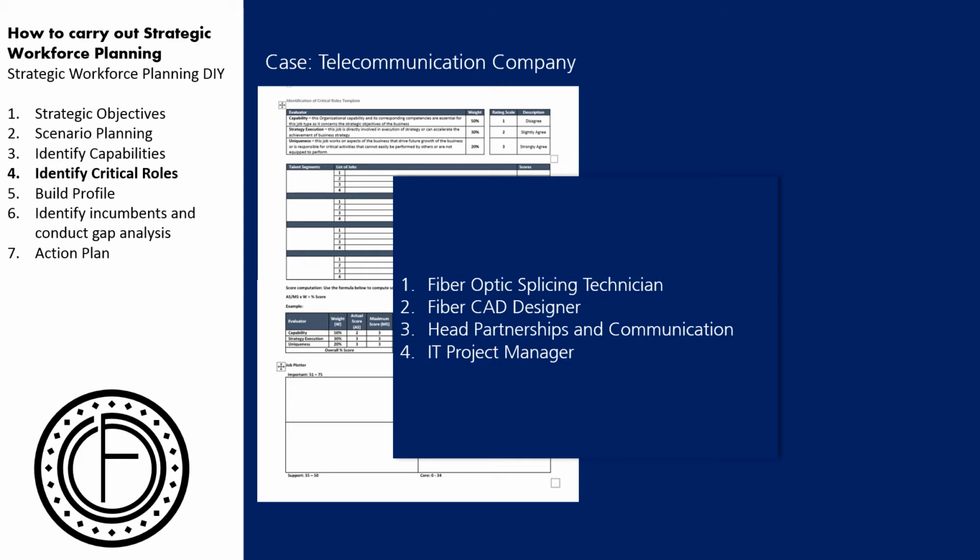Now, using the template for our telecom communications company, these critical roles identified are fiber optic splicing technician, fiber CAD designer, head partnership and communication, IT project manager. It is also important to state that there are instances whereby an officer could occupy a critical role, whereby you necessarily might not capture even the head of that department as a critical role.